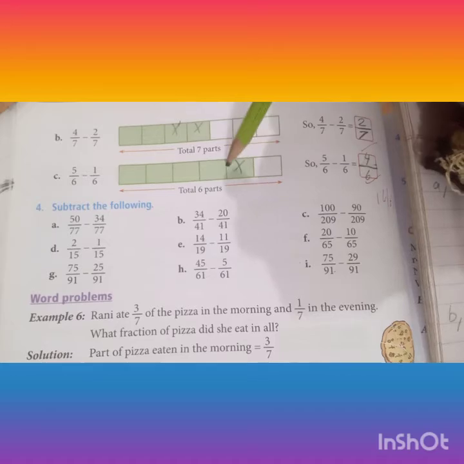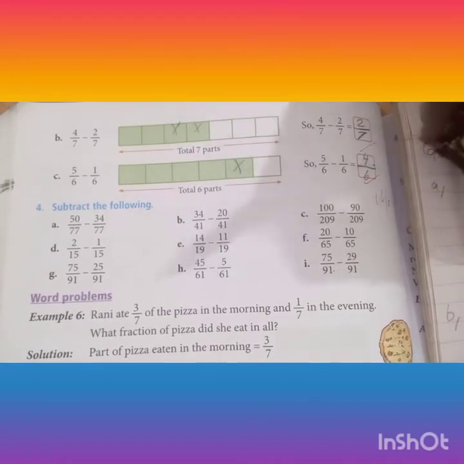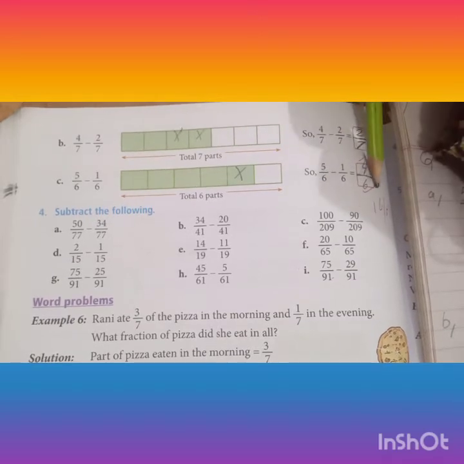5 upon 6 minus 1 upon 6. We have 6 boxes. On one we have put the cross sign, and 5 remain the same, and 1 is blank. Answer is 5 minus 1. Answer is 4 upon 6.